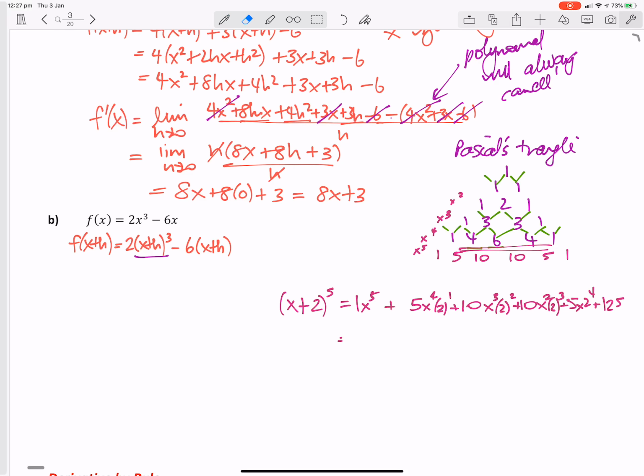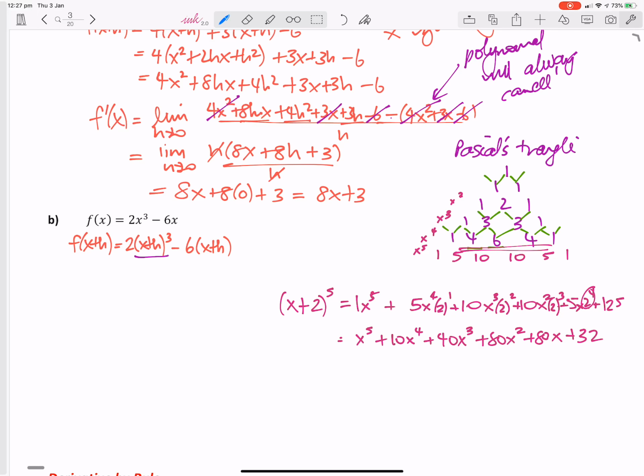Okay, so we get x to the 5, and then plus 10x to the 4, plus 40x to the 3, plus 80x squared. 2 to the power of 4 is 16 times 5 is 80x. Then 2 to the power of 5 is 32.